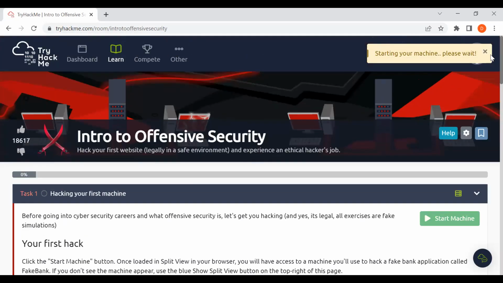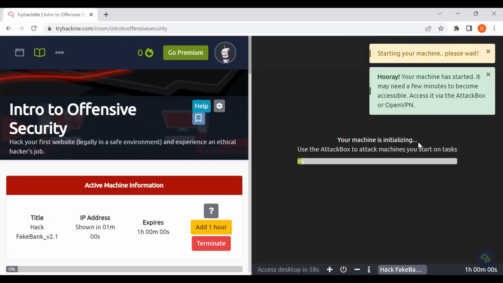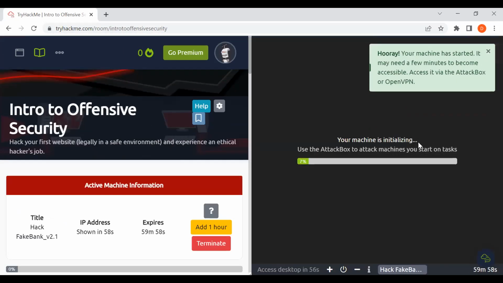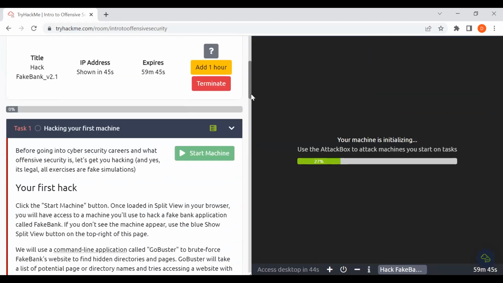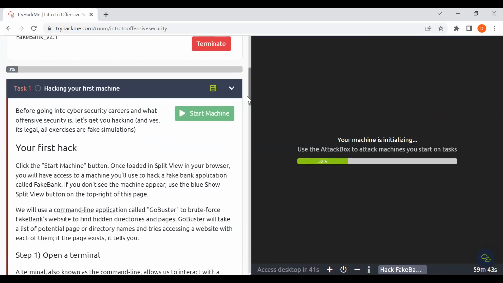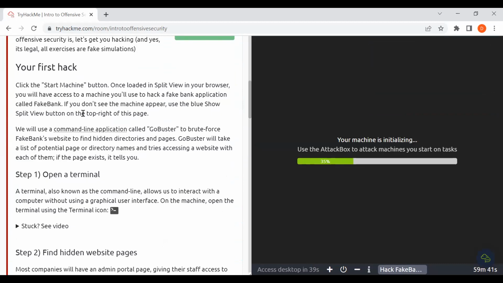So what they are doing here is actually a simulation. They want to mimic what should happen in a real-life situation, how to hack a machine. What they are simulating here is, for instance, how to hack a bank. So let the machine come up. We'll do that. They are simulating how to hack a bank, and the name of the bank is Fake Bank. So it's just like a simulation. You are just learning something. So they are simulating a bank and how it is.